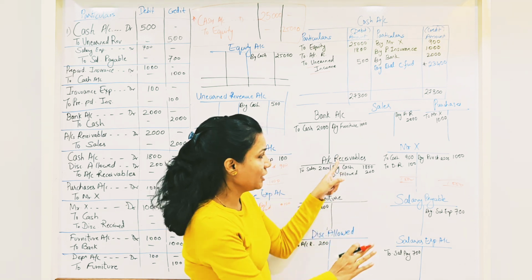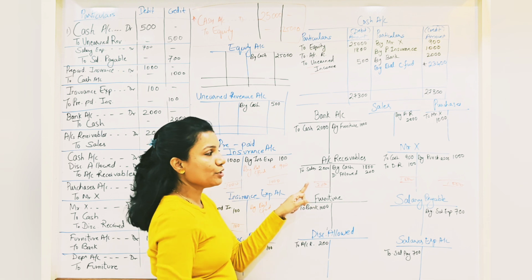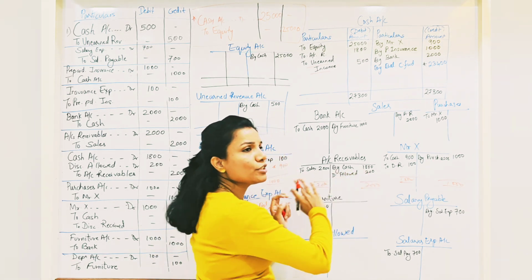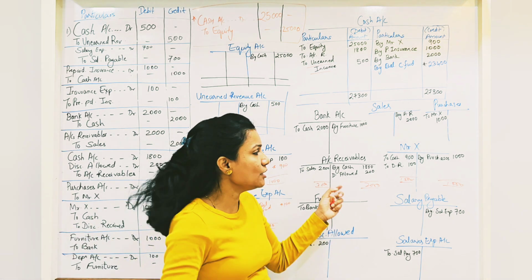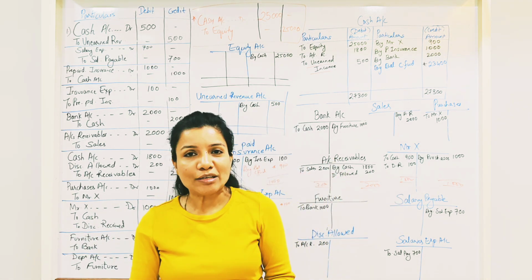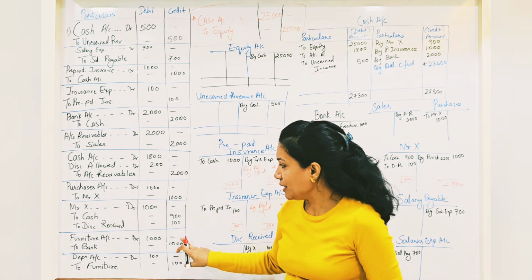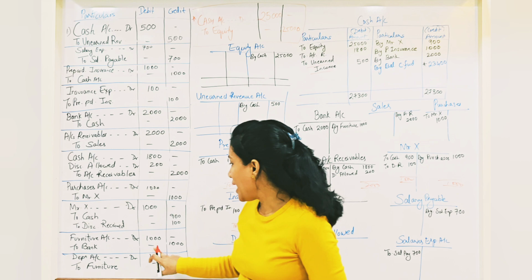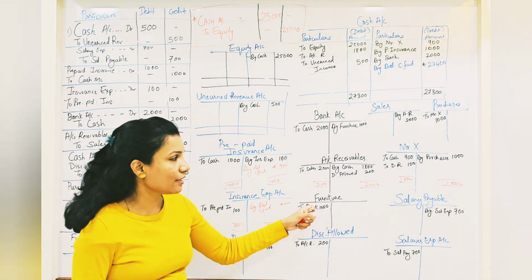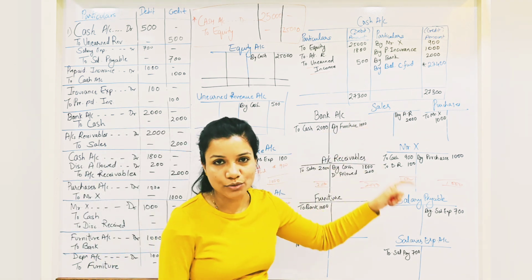It was closed. Similarly, accounts receivable 2000 was debited with 2000. Cash 1800 and discount allowed 200, the account is closed. There is no balance to carry forward, which means these two accounts will not appear in the trial balance, and therefore not in the balance sheet also. Next one. Furniture account debit 1000 to bank 1000. Where is furniture? Furniture account debit to bank 1000. Where is bank account? Bank account credited by furniture 1000.